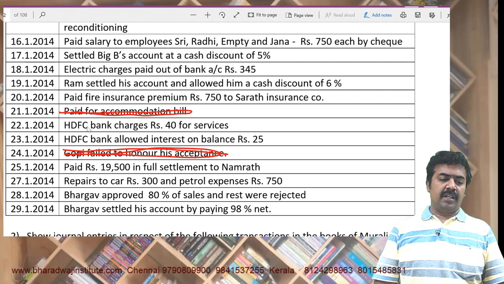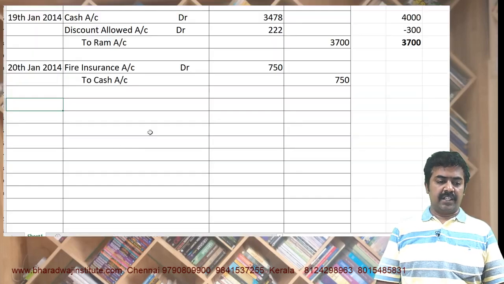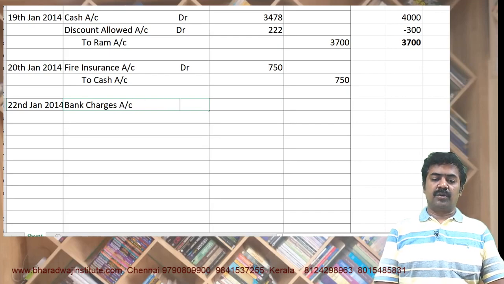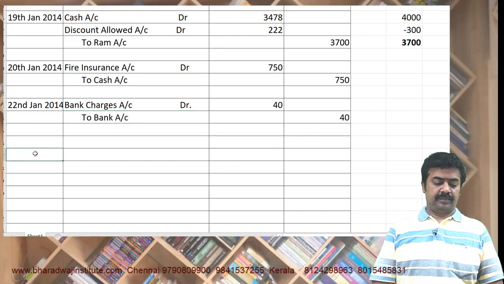accommodation bill I asked you to eliminate. HDFC charged 40 rupees for services. It's an expense. So it's a bank charge. Bank charges account debtor 40. The bank will adjust in your account. You are not going to pay it in cash. It will automatically get adjusted in your bank balance.